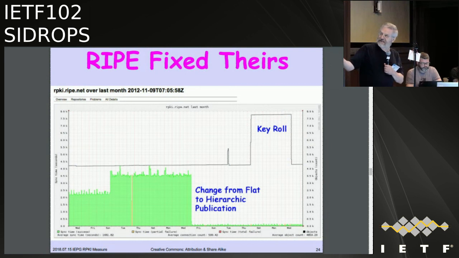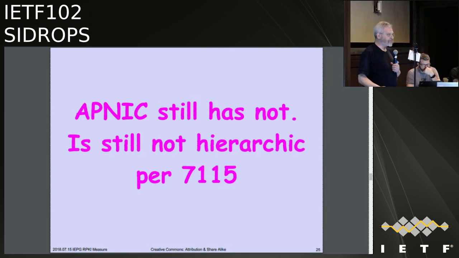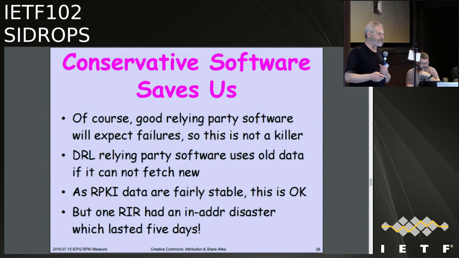And look at a nice clean key roll, by the way. They doubled their objects, went back to normal. So APNIC still has not fixed that. They're still out of RFC on that. And everybody running rsync pays the TCP setup price.